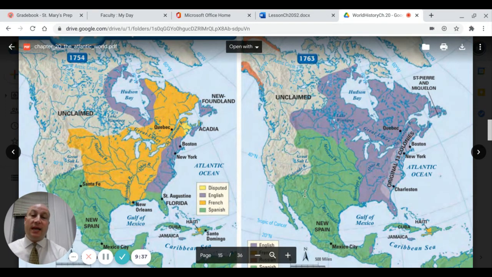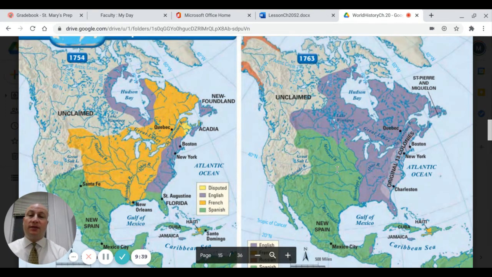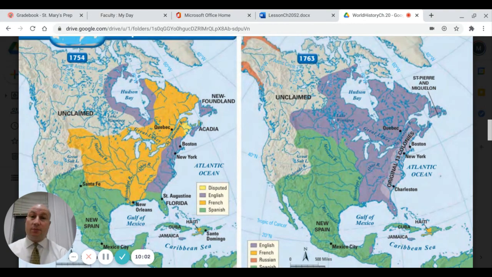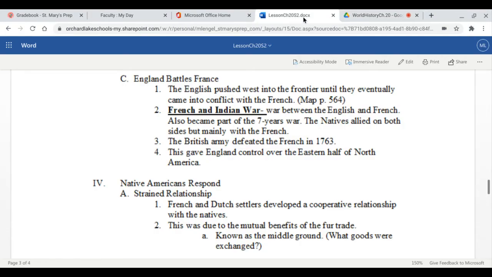You still have Spain dominating the south and western region here, and a little bit of influence down in Florida and in Cuba, down into the Caribbean region here, with the French still having some stronghold in Haiti. So you can see that the map is changing from the mid 1700s on, and the English come to dominate, and they also have a little bit of influence coming into play from the Spanish.